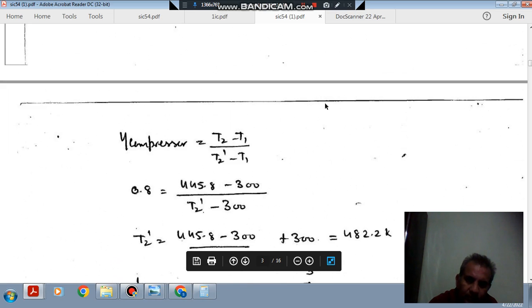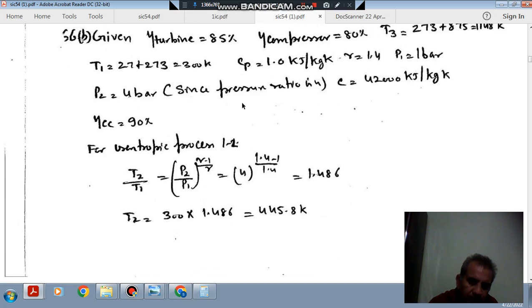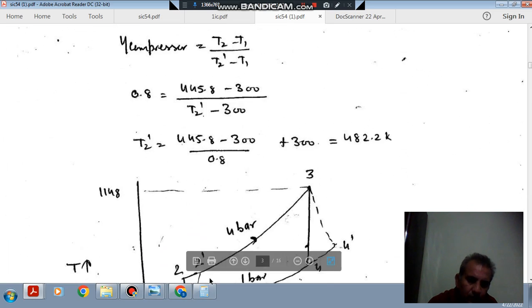Now T3 is given as 1148 and T1 is given as 300 Kelvin. Cp of air is 1 kilojoule per kilogram per degree Kelvin. Gamma is 1.4, P1 is 1 bar, and the pressure ratio is 4, so P2 is 4 bar, and CV is 42,000 kilojoule per kilogram. The efficiency of combustion is 90%. So, isentropic process 1-2.